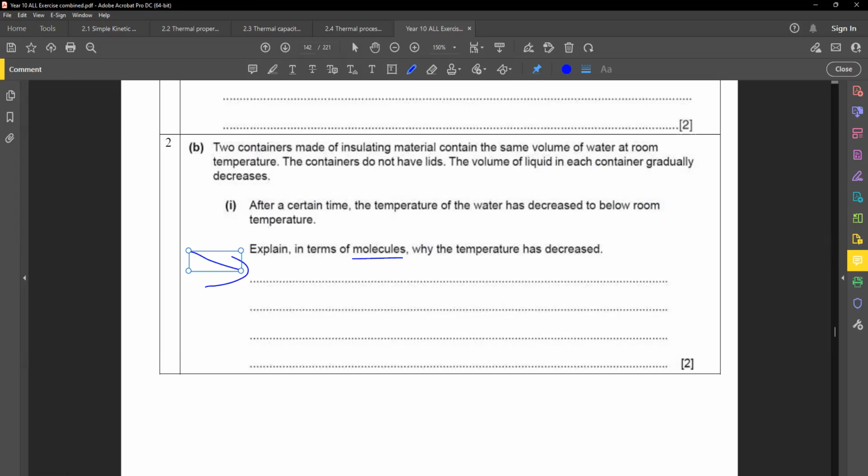Yeah, wait. That's a very short answer, but it's supposed to be something like this. Guys, always remember the more energetic molecules are going to escape to the surrounding, leaving behind only the less energetic molecules. That's why the temperature decreases. That's why it's only 2 marks here, guys. Right?